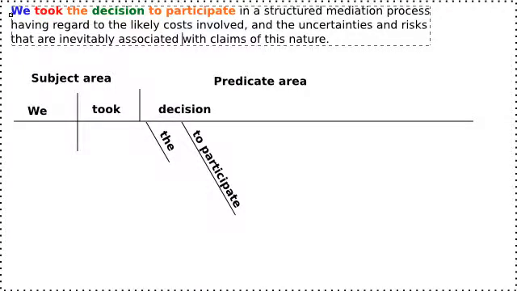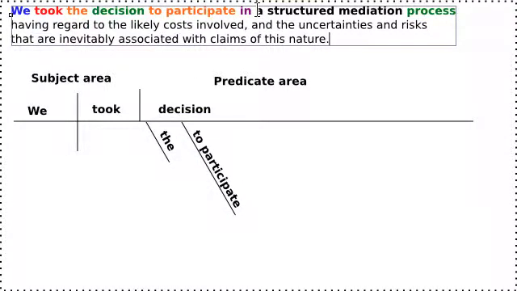Next we might ask, to participate how? And the answer would be to participate in a structured mediation process, which we'll make bold. Now you'll probably remember from the first tutorial that this is a prepositional phrase, and what I usually do for prepositional phrases is we'll make the preposition itself, in, purple, and then the object of the preposition we'll make green, just like we made the object of the verb. So the actual prepositional phrase here, the preposition and its object, reads like this: in process.